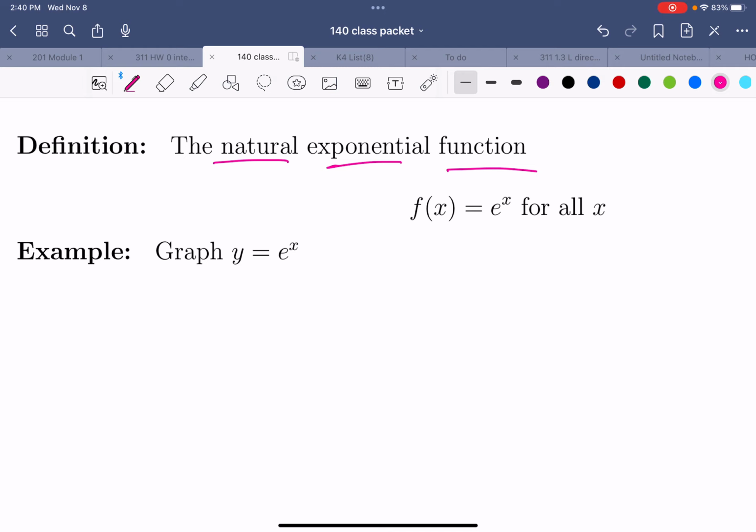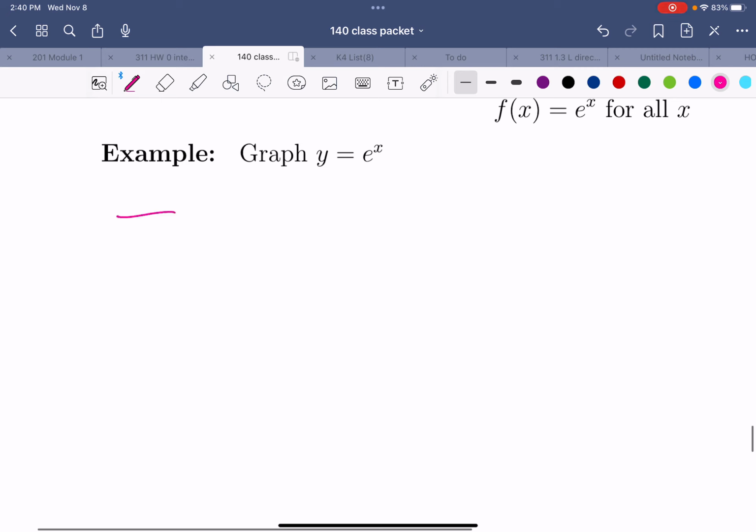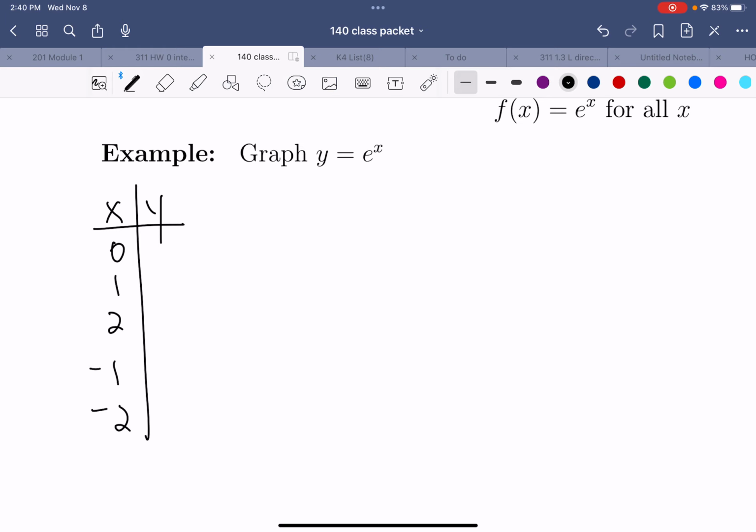Okay, so if we graph e to the x, we make a table with x and y: 0, 1, 2, negative 1, negative 2. Plug in your 0. e to the 0 is always 1, because anything to the 0 is 1. Then we plug in 1. e to the 1 is your e, which is 2.72. I'm going to round to 2 decimal places. If we plug in 2, that's e squared. If we plug e squared into your calculator, we get 7.39.